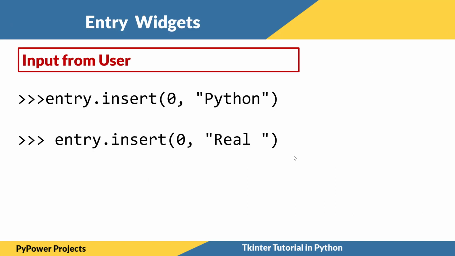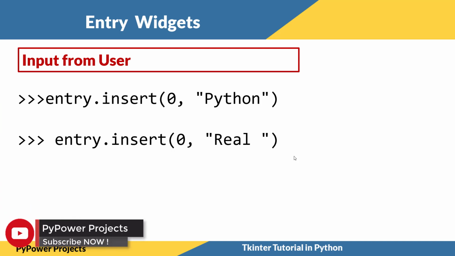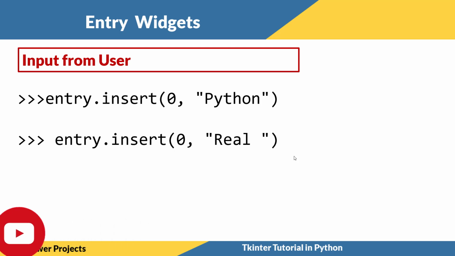Now entry.insert, to take input from the user. For example, I need to add something more. So how will I do it? I will use the entry.insert function. I will write Python. First of all, Python will be printed, and after that I will write 0.